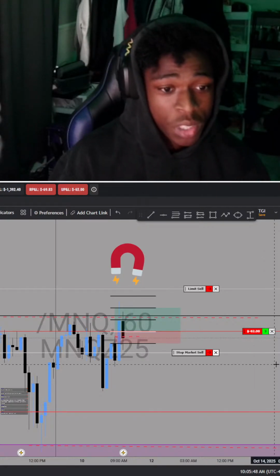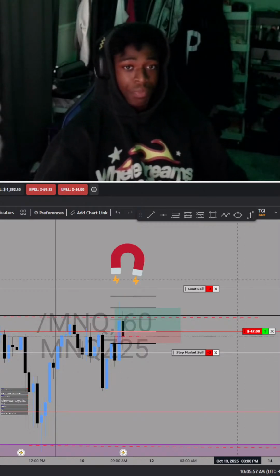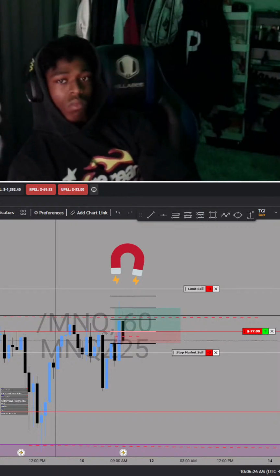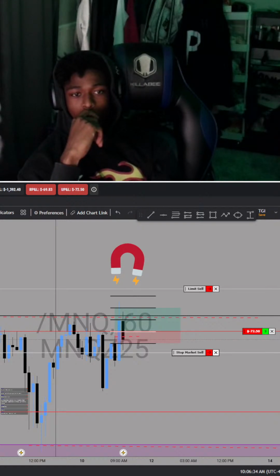Shorts on 30 would have went stupid. I wish it didn't stop me out before doing what it did though. I just took it off the wrong fib. Okay, I like that push right there.